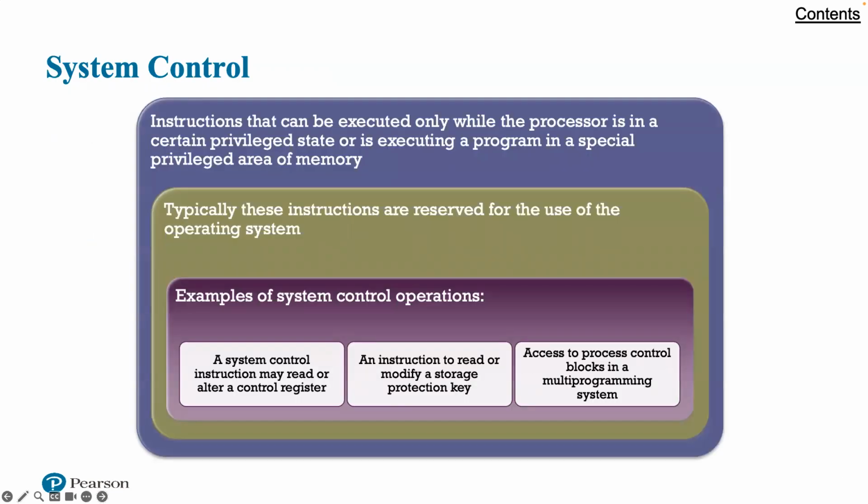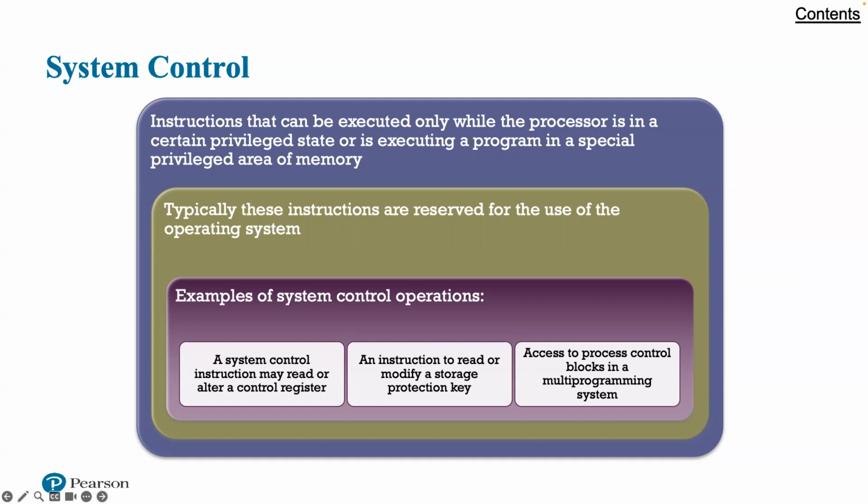System control instructions are those that can be executed only while the processor is in a certain privileged state or is executing a program in a special privileged area of memory. Typically, these instructions are reserved for the use of the operating system. Some examples of system control operations are as follows.